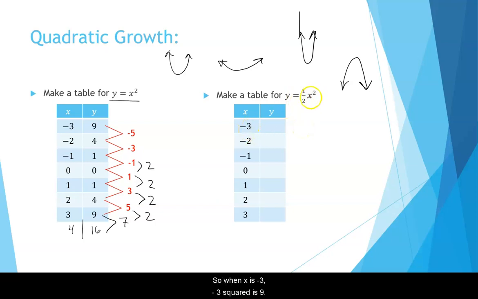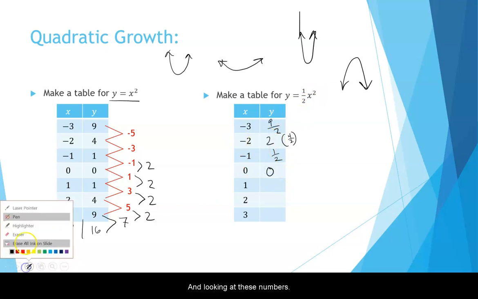So when x is -3, -3 squared is 9. 9 times 1/2 is 9/2. You may notice a shortcut here. Let's do another. -2 squared is +4. 4 times 1/2 is 2, or what was originally 4/2. -1 squared is +1. 1 times 1/2 is 1/2. 0 squared is 0 times 1/2 is 0.